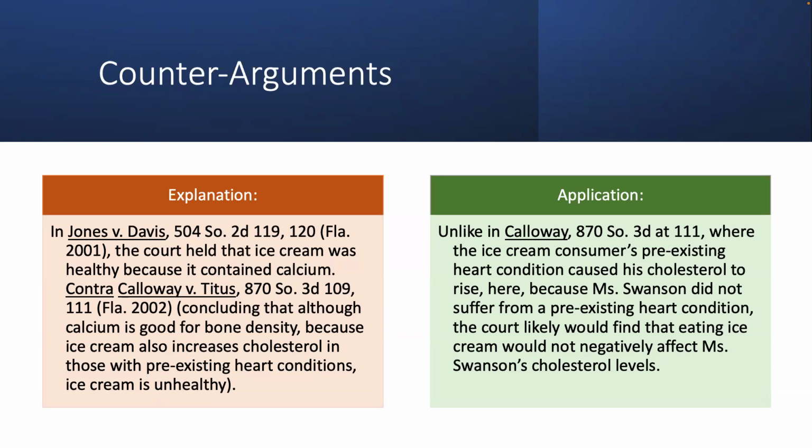So now, if you want to do a counter argument and you want to say that ice cream is healthy: "Unlike in Callaway, where the ice cream consumer's pre-existing heart condition caused his cholesterol to rise, here, Ms. Swanson did not suffer from a pre-existing heart condition. The court likely would find that eating ice cream would not negatively affect Ms. Swanson's cholesterol levels." So you're using a case that you had in your explanation section, but didn't talk about explicitly, but you had a parenthetical explanation, and you're doing a comparison in your counter argument.